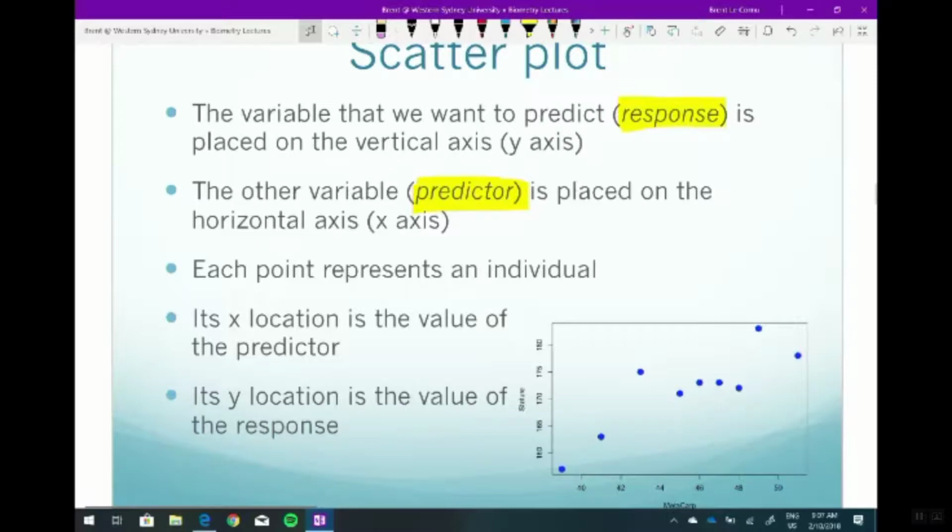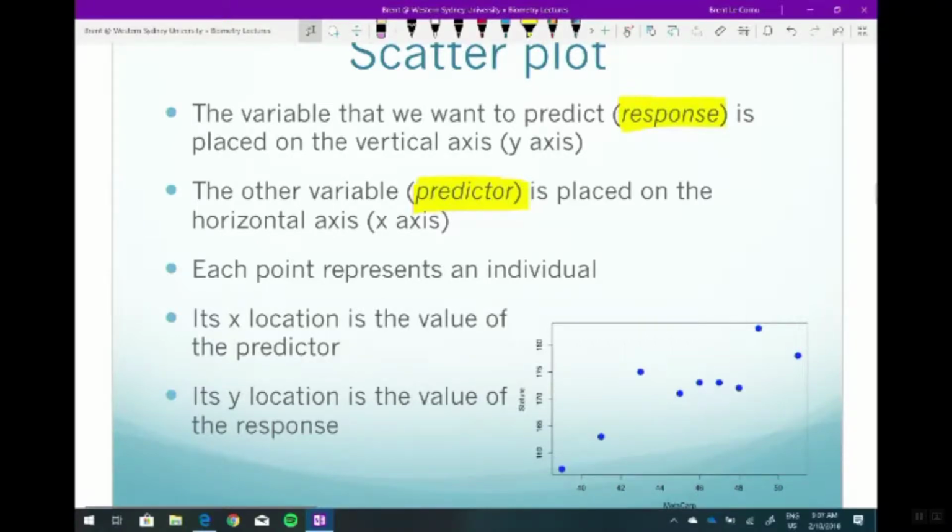One variable responds to changes in another. Okay? So we call that one the response. This one should predict those changes in the other. We call that one the predictor. Okay? Any questions so far? So just the terminology. Every point is an individual.